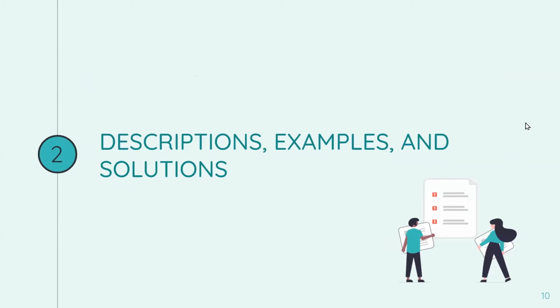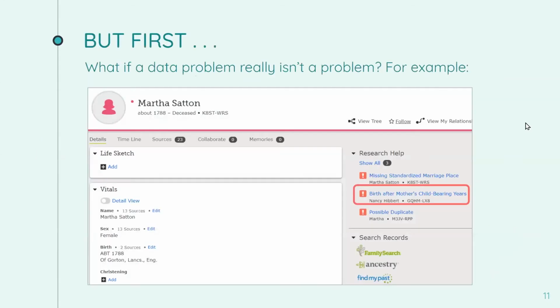At the very first, I did want to mention, because I know this question will probably come up in your minds if I don't address it right now: what if a data problem actually isn't a problem? A good example is this one that's highlighted on the screen, where somebody is flagged because their birth occurs after the mother's normal childbearing years, which for FamilySearch is 52 years of age. That's explained in the document that I referenced earlier. But as we all know, it is possible for a woman to have a child later than that. It's not that common, but it does happen.